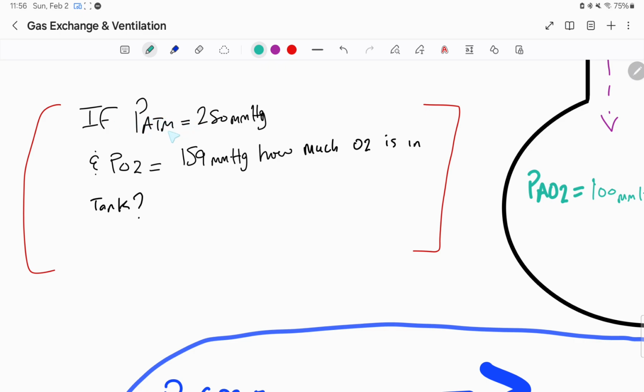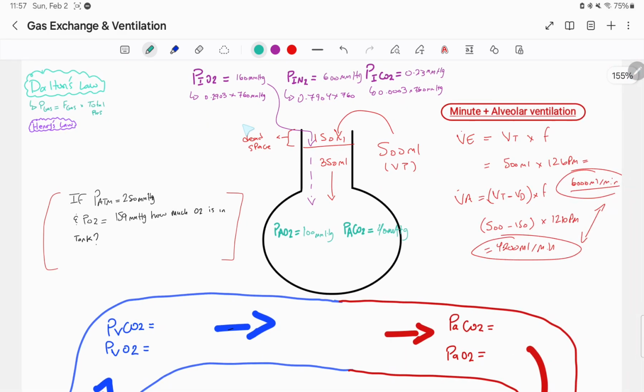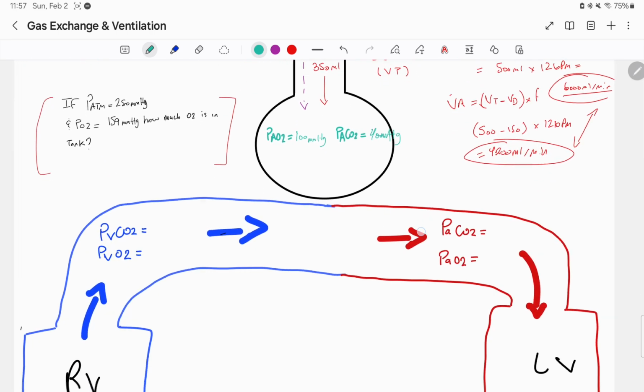If the partial pressure of the atmospheric oxygen is 250 millimeters of mercury, and the partial pressure of oxygen is 159 millimeters of mercury, how much oxygen is in a gas tank? A little bit of application for what we just talked about. If you find the answer, leave it down in the comments.